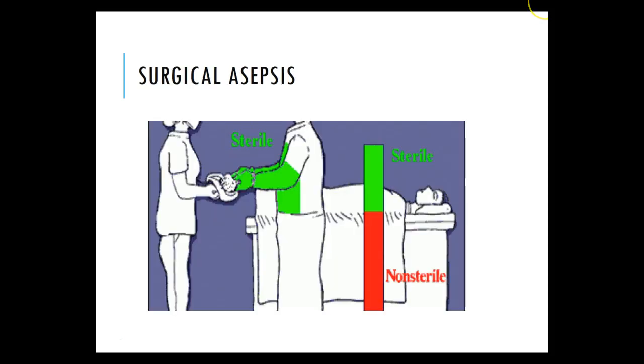Surgical asepsis, we talked a little bit. So basically above the waist is sterile, and this is really not a good picture because you see here their back is turned, but basically the front is considered sterile, and technically turning the back would mean we would assume this is unsterile.